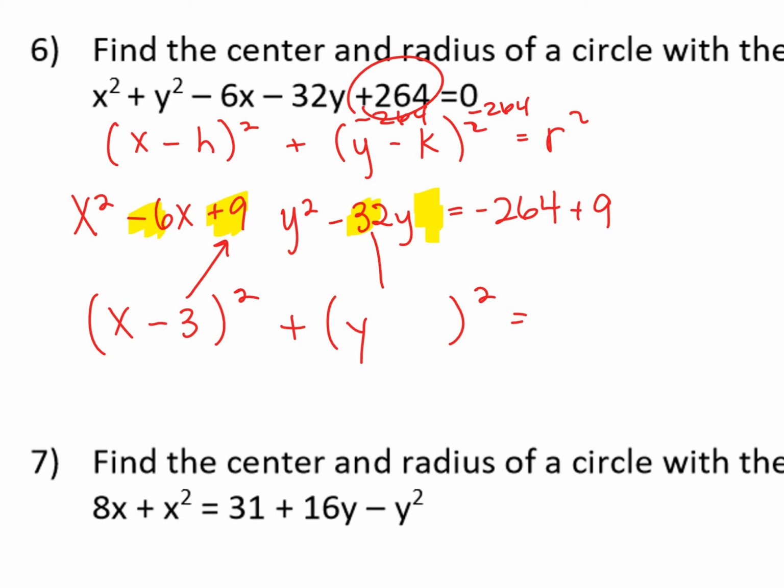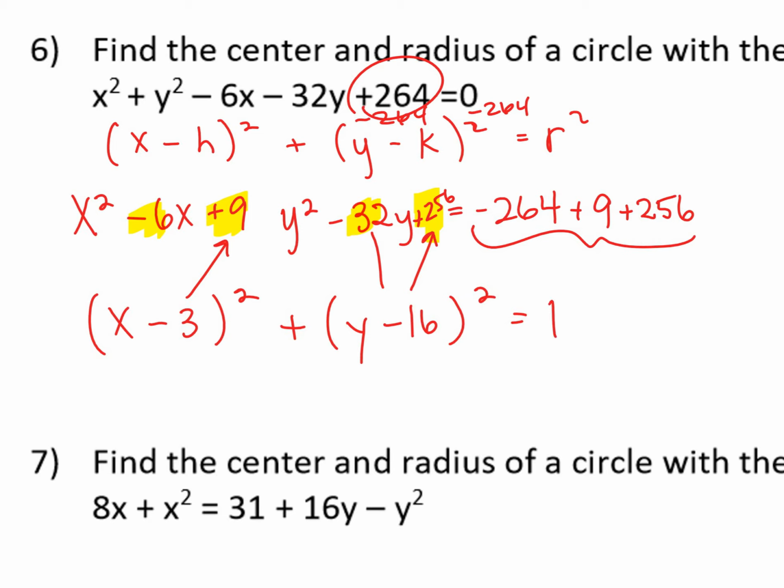Here, half of this is negative 16. Square negative 16, and let's see what that equals. 16 squared is 256, so I'm going to add that to both sides. And then I'm going to get a total for all of that. So 256 plus 9, and I'm minusing 264 equals just 1.